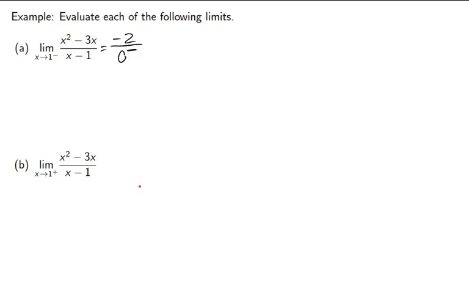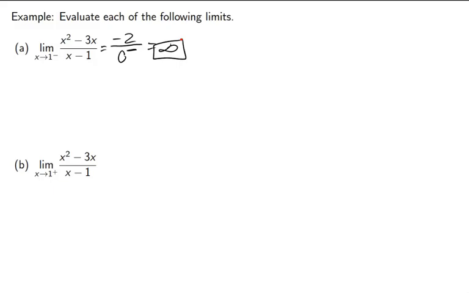The denominator is approaching 0 from the left, meaning it's approaching from negative values. Thus, all these numbers are negative, and so all you really have to say is I know it's going to be infinity, decide whether it's positive or negative. A negative over a negative is positive.